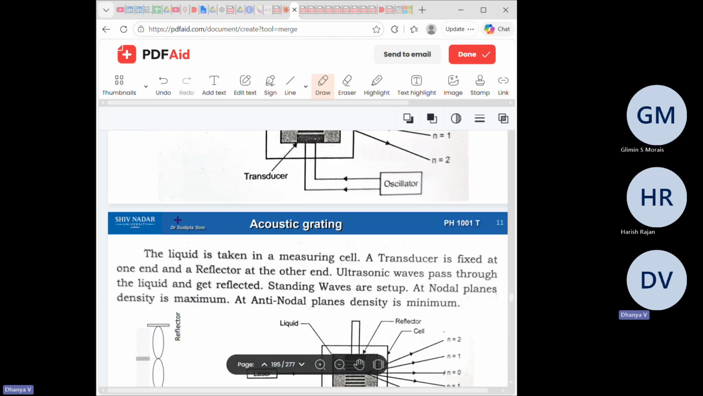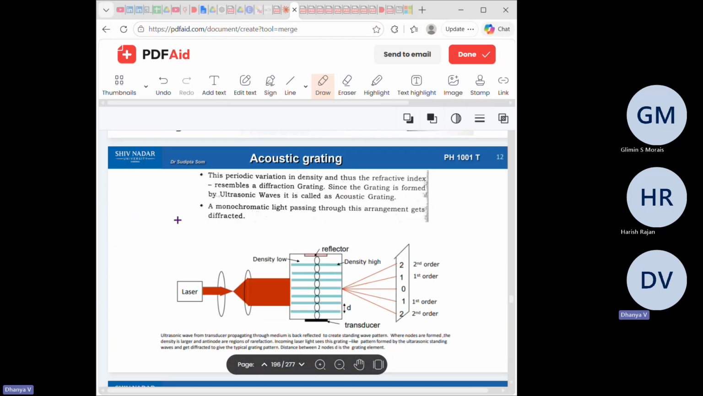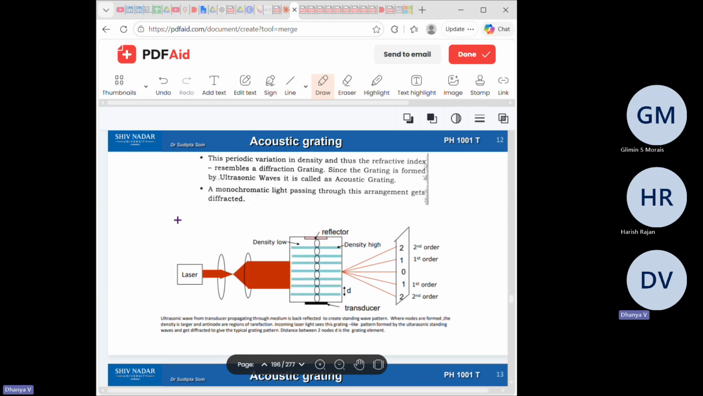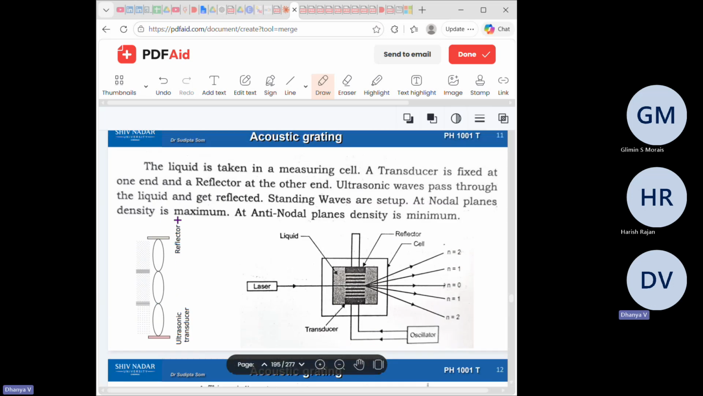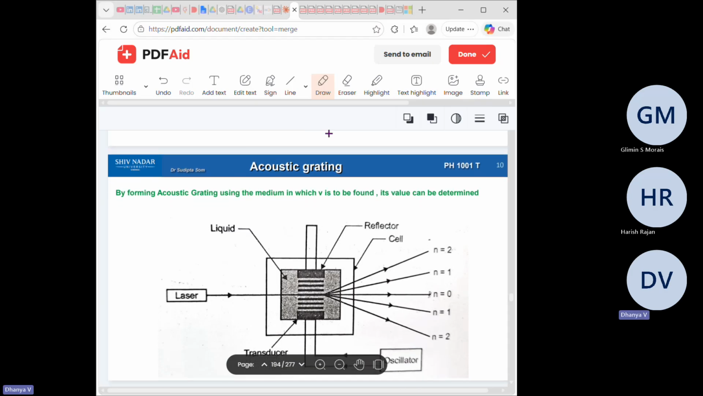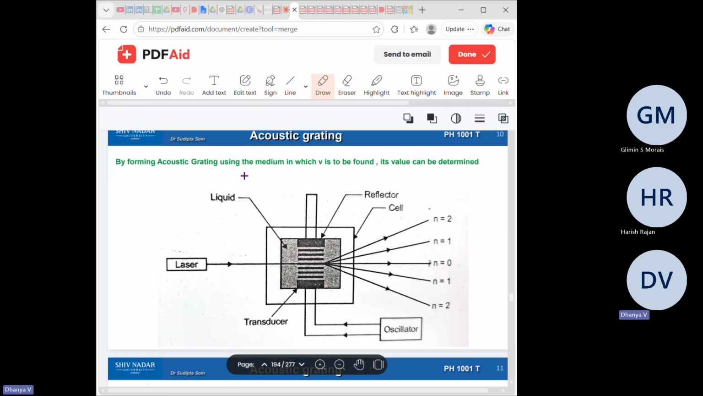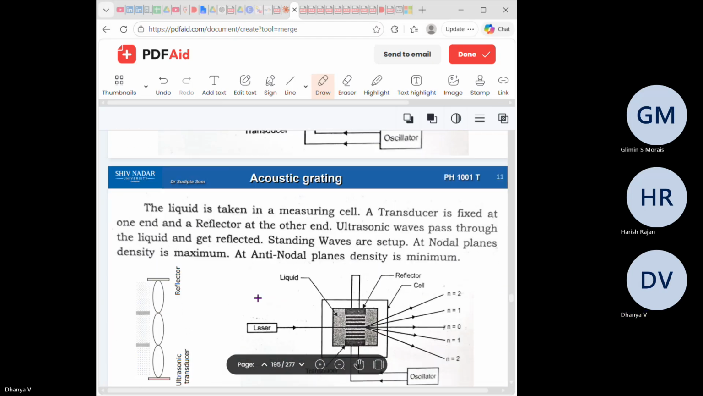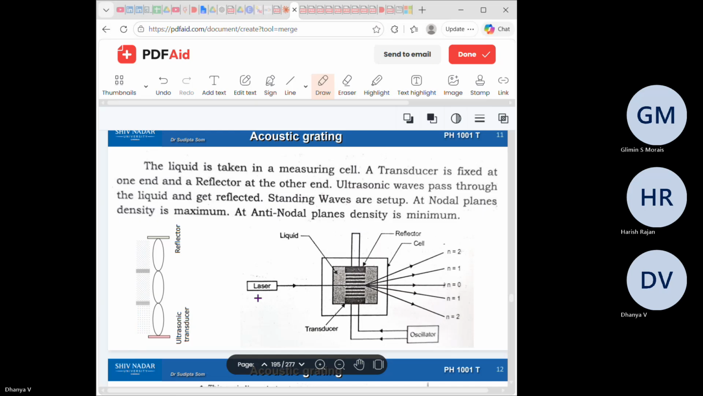Okay, now we'll be dealing with acoustic grating. By forming an acoustic grating using a medium in which V is to be found, its value can be determined. Okay, let's leave all of this. Again, with acoustic grating, we're going to find the presence of the ultrasonic wave. That is what we're going to do, right?